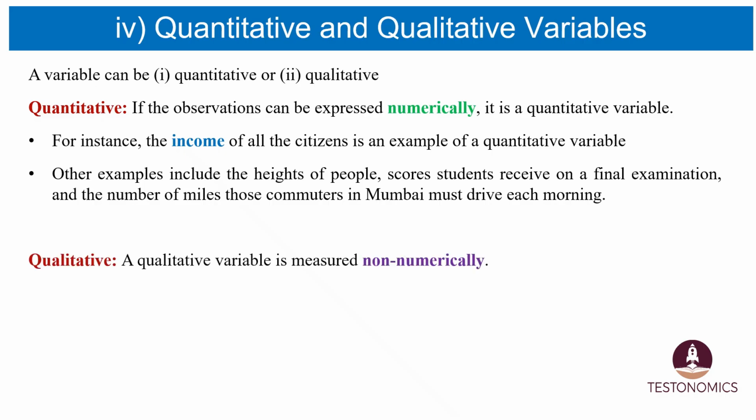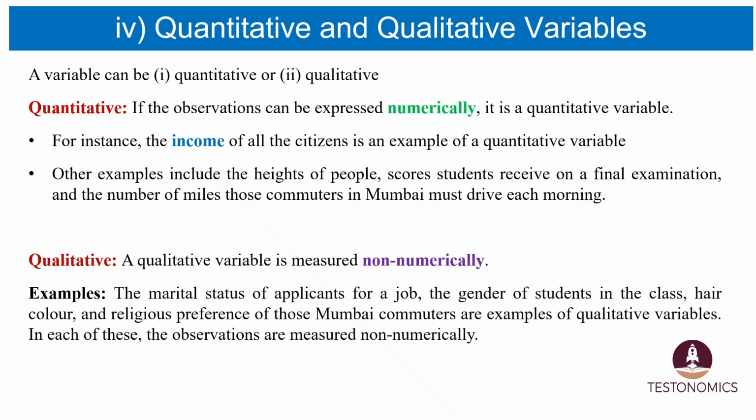On the other hand, a qualitative variable is measured non-numerically. For example, the marital status of job applicants, either married or unmarried. So this is not numerical data. Similarly, gender, hair color, religious preference. These are all examples of non-numerical measurement, and that's why we call them qualitative data. Okay, let's move ahead now.